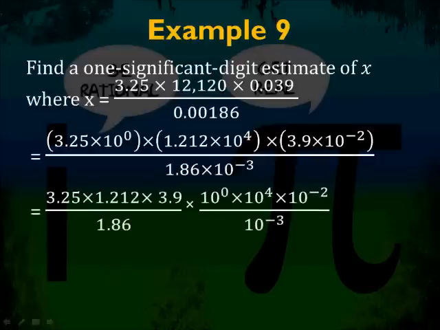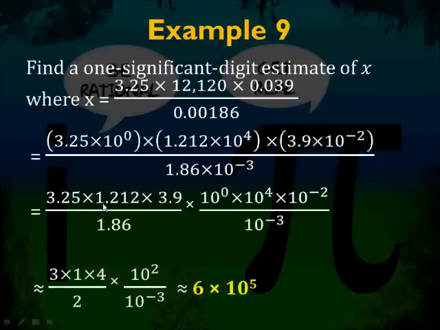Using the commutative property of multiplication, I rearranged it so all the factors are here and all the powers of 10 are there. All I did was rearrange the numbers. This is the part where you now round. You can round the 3.25 to 3, the 1.212 to 1, the 3.9 to 4, and the 1.86 to 2. And then you just calculate this number there.